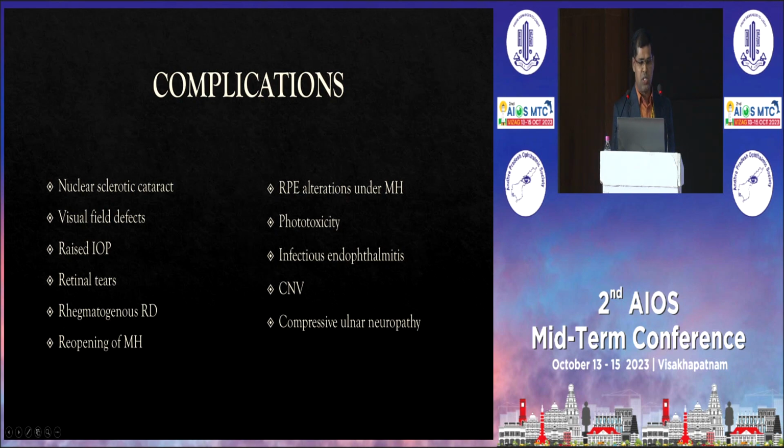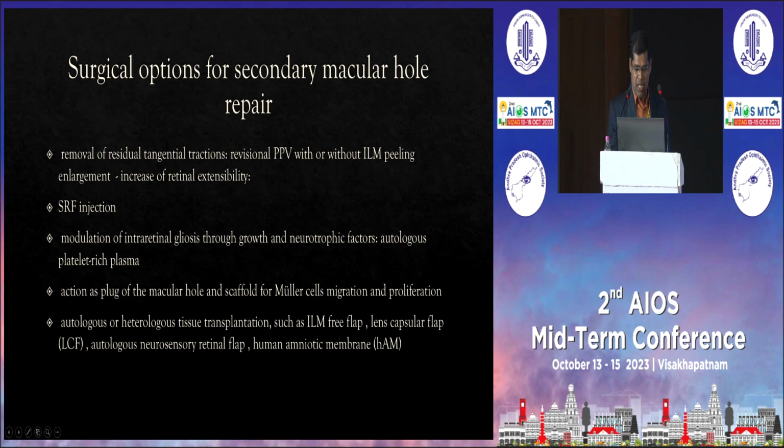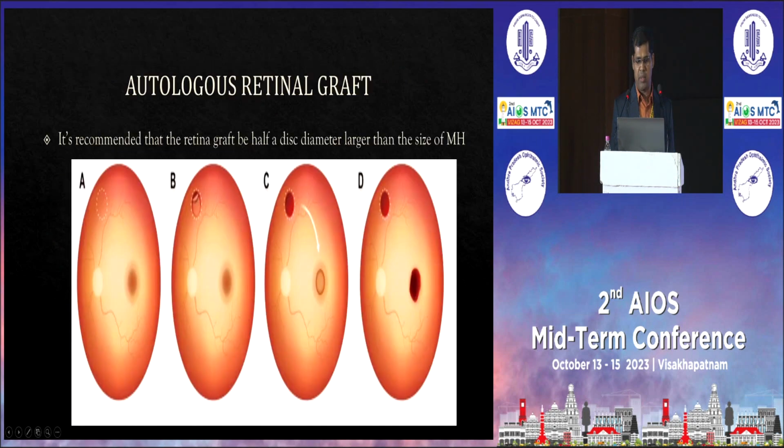Complications we see are feathery cataract, nuclear sclerotic cataract, visual field defect, raised IOP. If the gas is more, like other retinal surgeries, we can see retinal tears, rhegmatogenous detachments and so on. There are other surgical options where recurrent macular holes are there. Either we can put an autologous serum or lens capsular flap or autologous retinal transplant or human amniotic membrane.